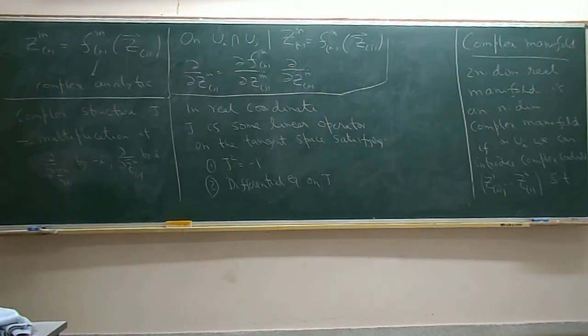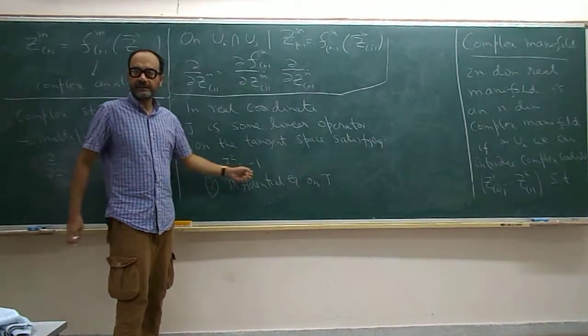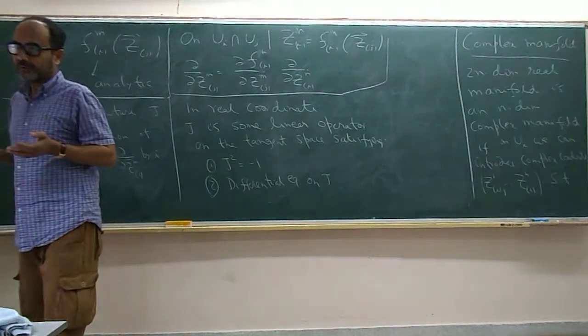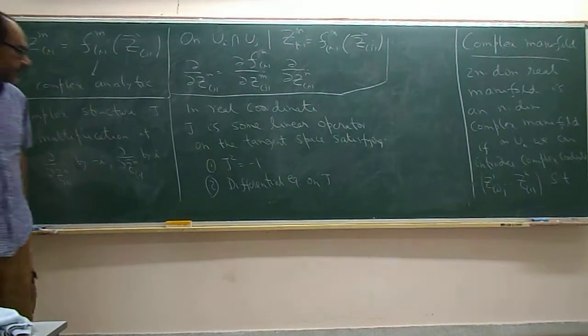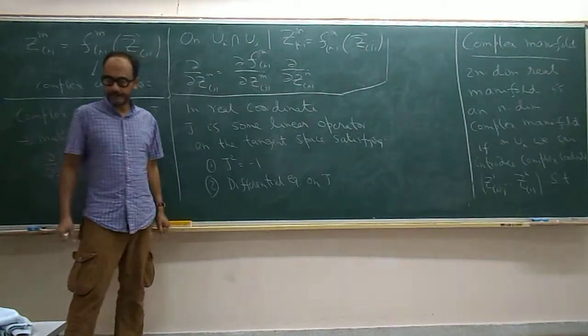Is this clear? Are these necessary and sufficient conditions? Yes, these two are necessary and sufficient. If you just have the first condition, that you have a linear operation on the tangent space whose square is minus 1, this is called an almost complex structure. This is not enough to guarantee that it's a complex structure. Once you satisfy the second condition, it becomes a complex structure.